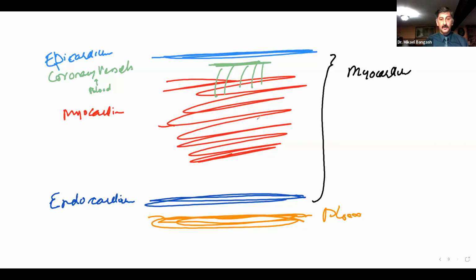So the myocardium actually has its own blood being supplied. What do you call it? The coronary arteries. But those coronary arteries are going to lie between the epicardium and the myocardium.